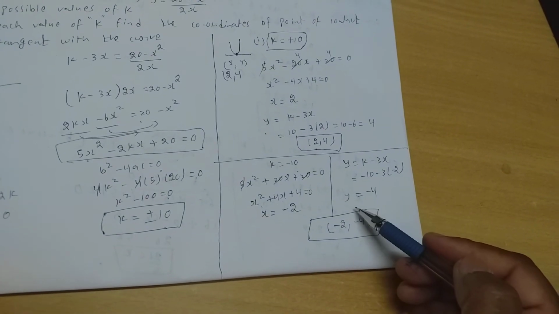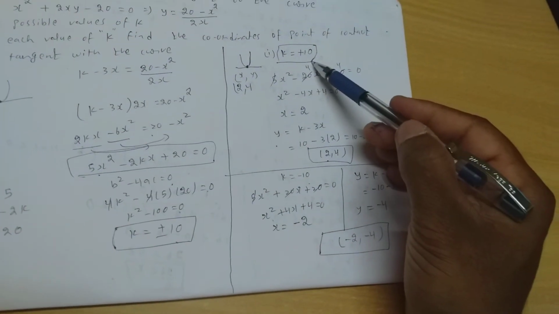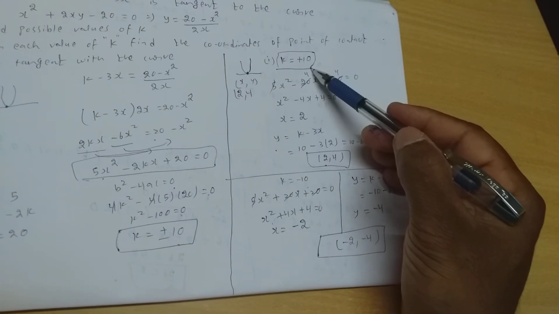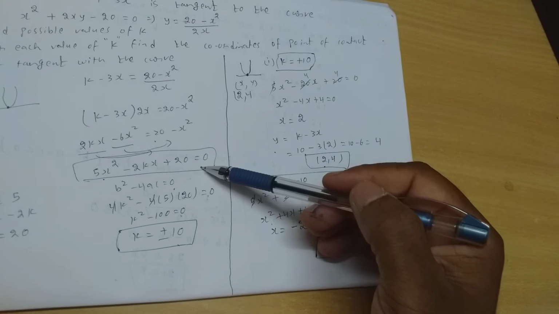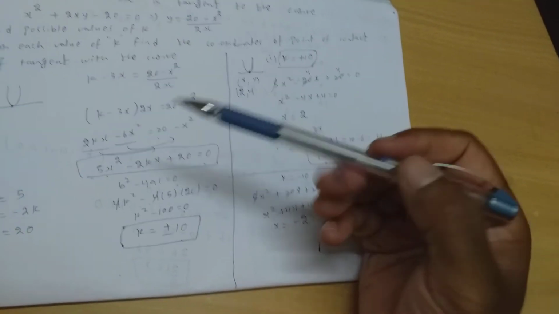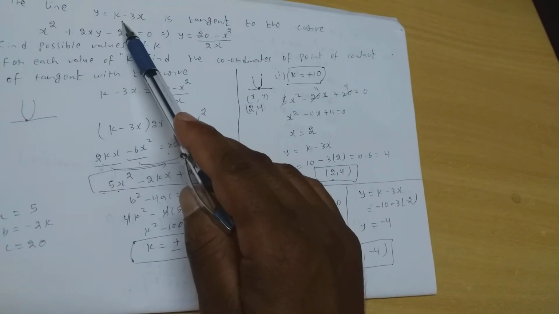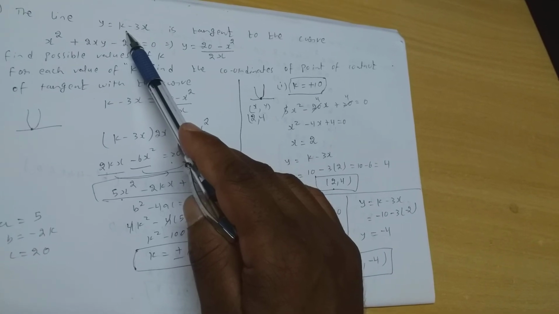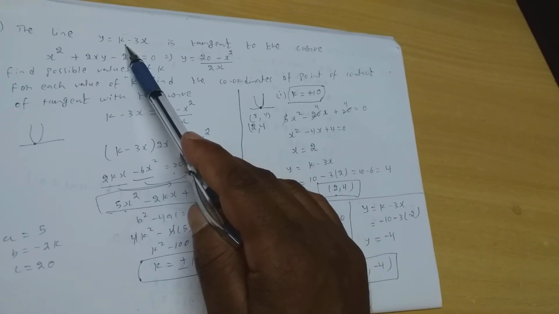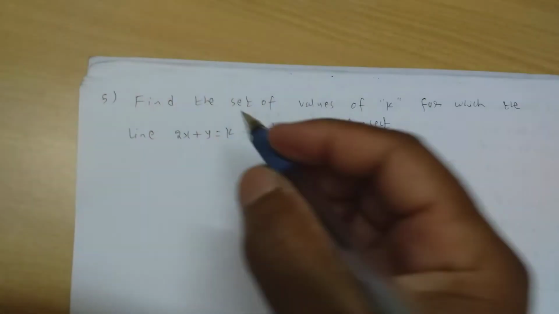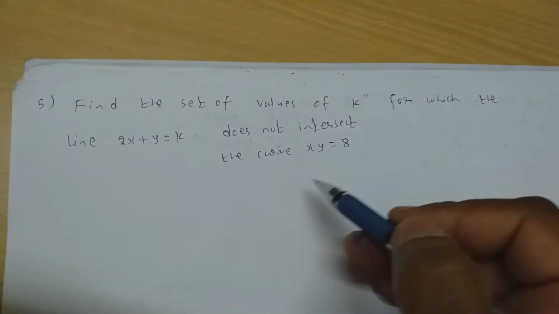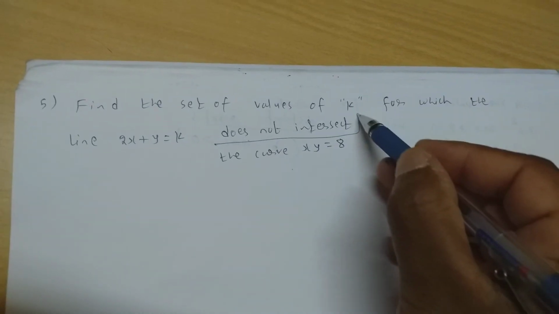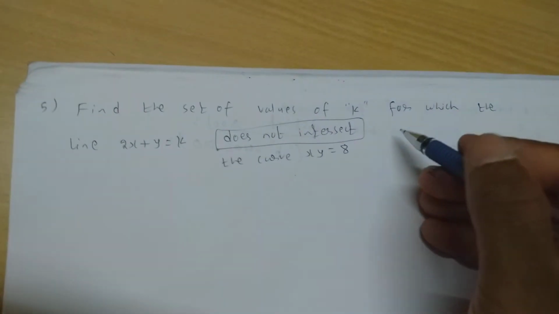Are we clear? You need to think, where should I use this k value to get the values for x and y? So I am using it here to get the x values. I am using it over here to get the values for y once I got the x values. Am I clear with this? Now the next sum: find the set of values of k for which the line does not intersect the curve. Does not intersect is what you need to stress on.